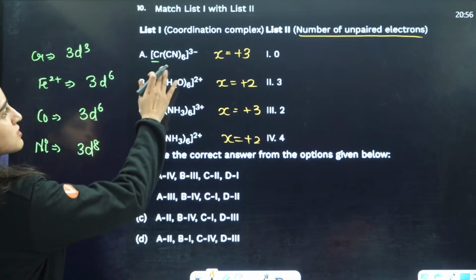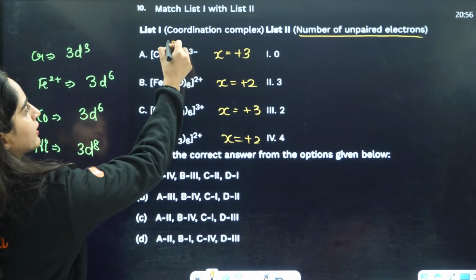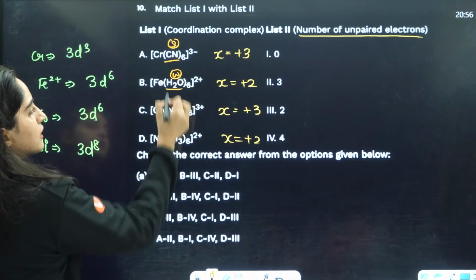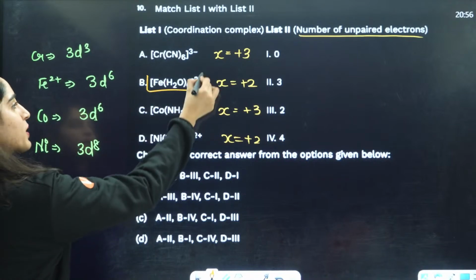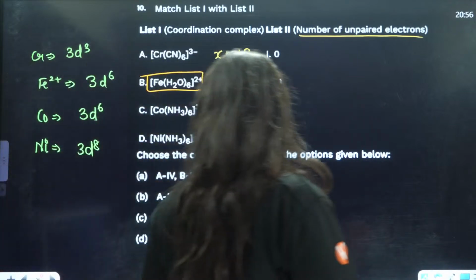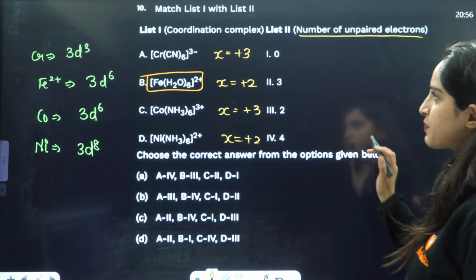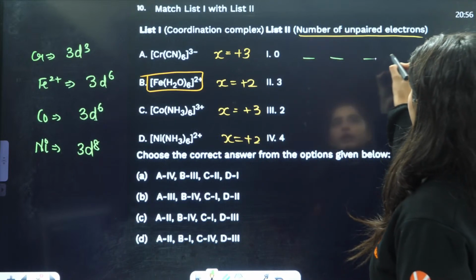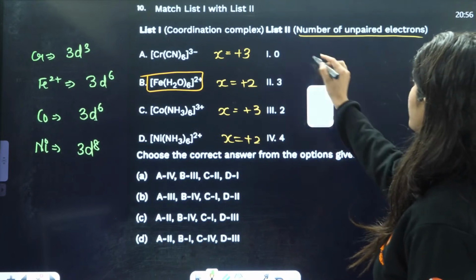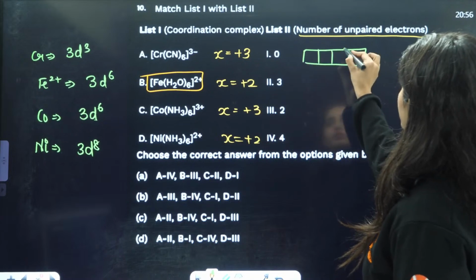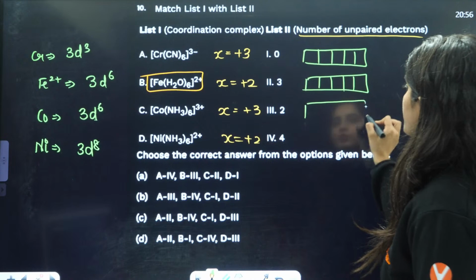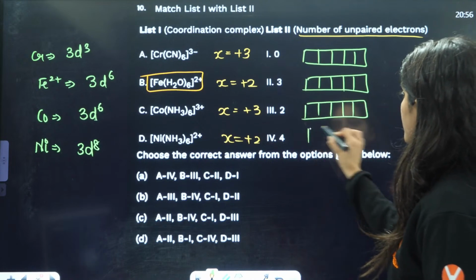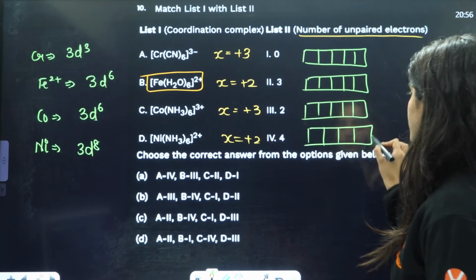Now this is a strong field ligand. This is a weak field ligand. This is a strong field ligand. So that means only this pair will not cause pairing. The others will cause pairing. So now 1, 2, 3, 4, 5. Or I will just draw the boxes here. 1, 2, 3, 4, 5. These are the d orbitals, let us draw that.